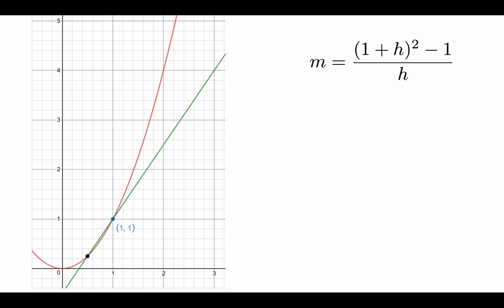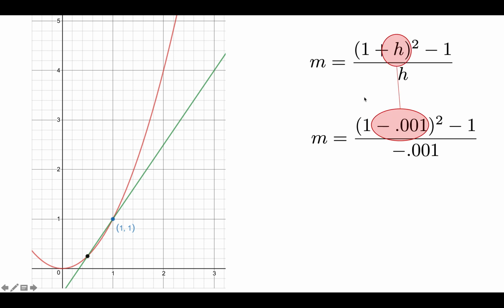So I may as well pick something really, really close to 1. So I'm going to make that h value be negative 0.001. Instead of adding 0.001, I'm subtracting 0.001. So I'm letting that h value be negative 0.001, and then negative 0.001 down on the bottom. Okay, so I'm going to plug that into my calculator. 1 minus 0.001, which is 0.999. Square that, minus 1, and then divide by negative 0.001.